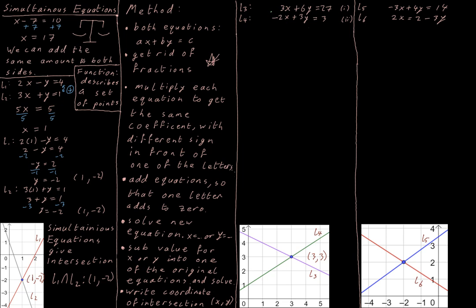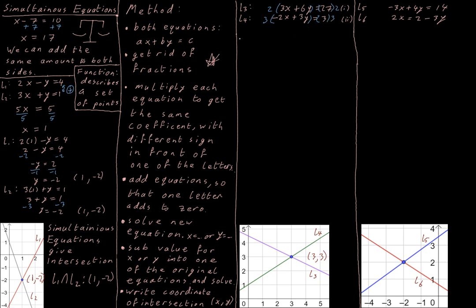So I am going to aim to get plus 6 in front of my x up here and minus 6 in front of my x in L4. So that's what I'm going to aim for. I'm going to multiply both sides here by 2, so that I end up with plus 6x here. And if I multiply my second equation by 3, I'm going to end up with minus 6x.